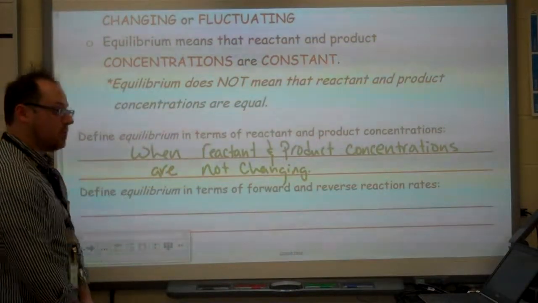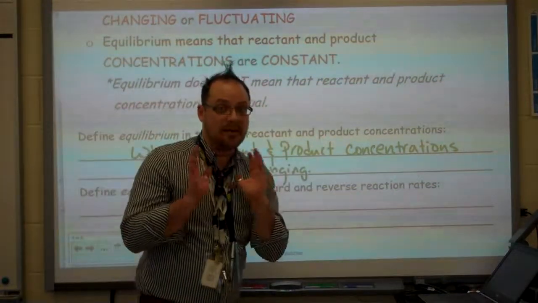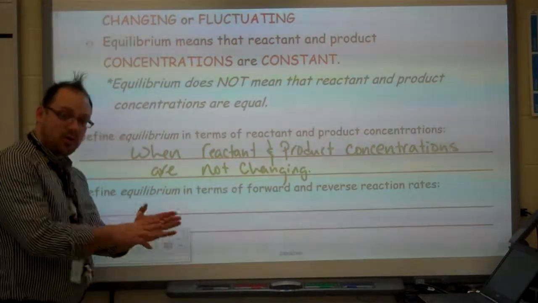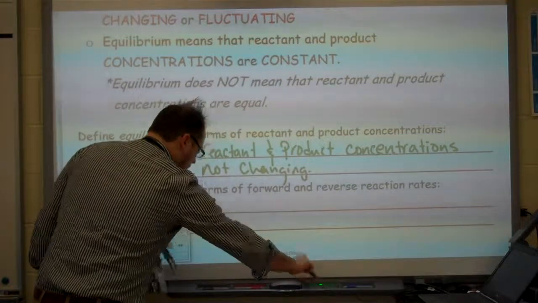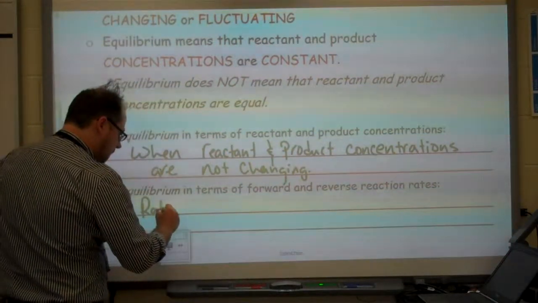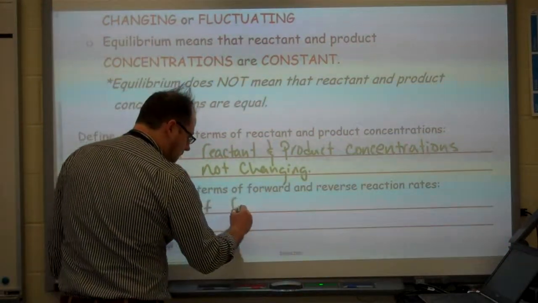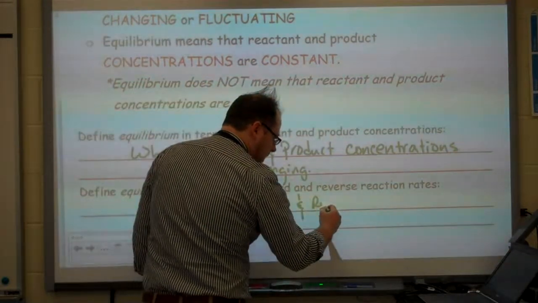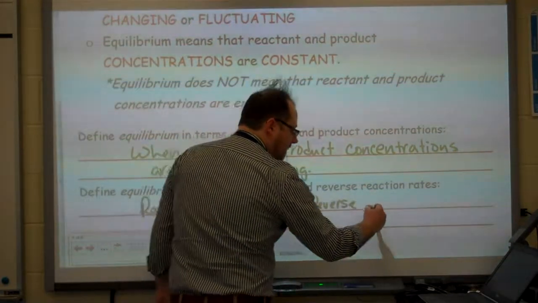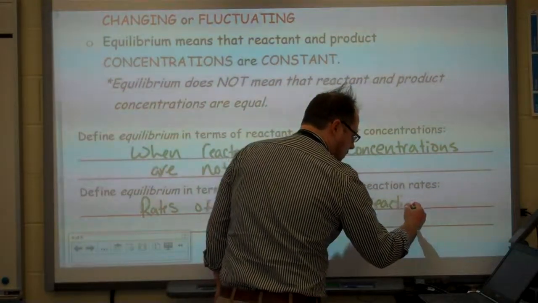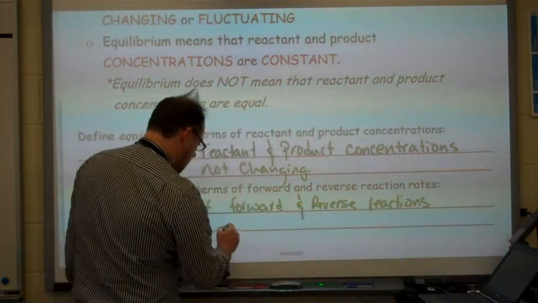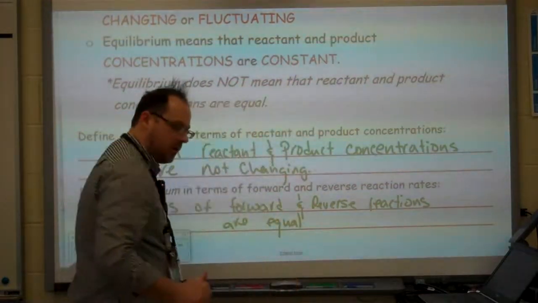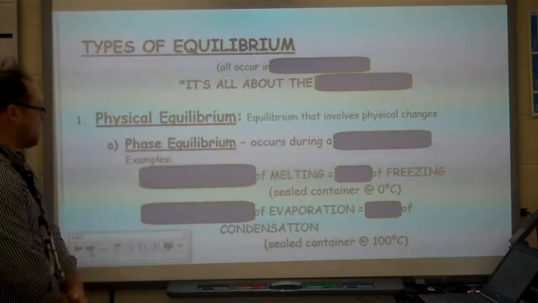Define equilibrium in terms of forward and reverse reaction rates. This is the big definition you've got to know. Reaction rates for equilibrium, forward and reverse, are equal. So the rates of the forward and reverse reactions are equal. Very much so.